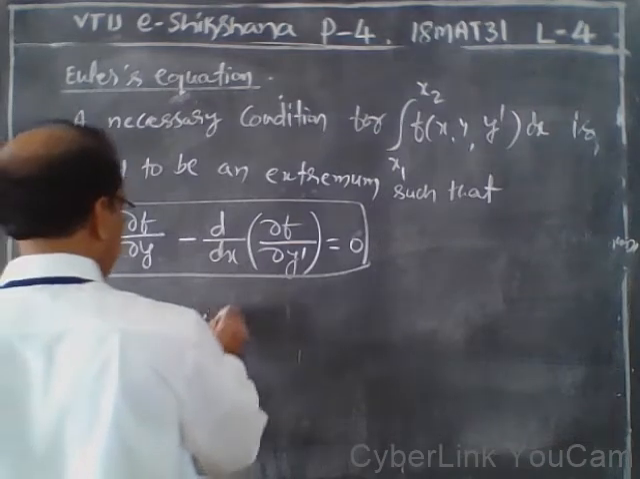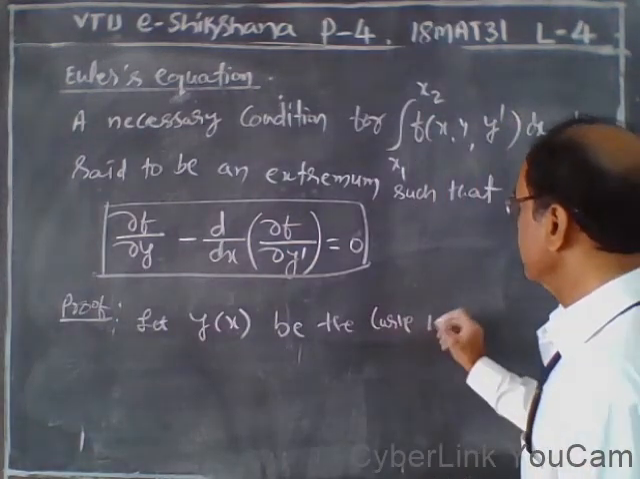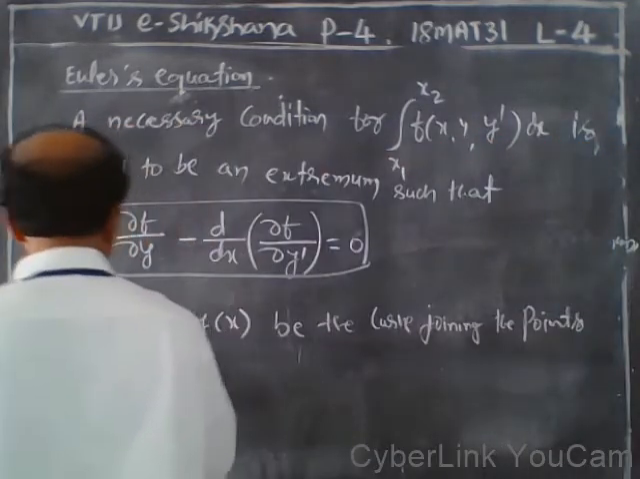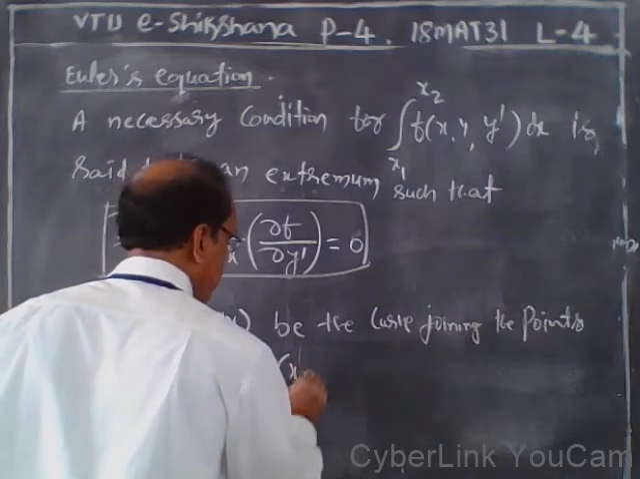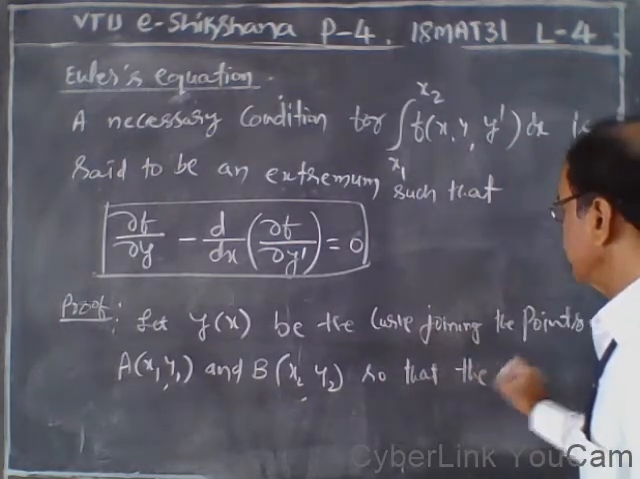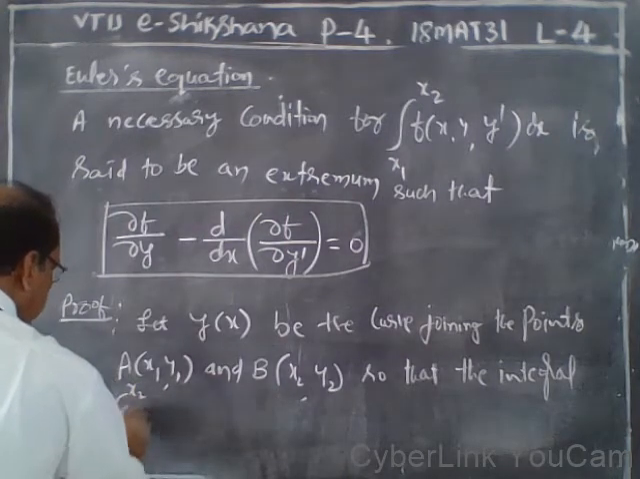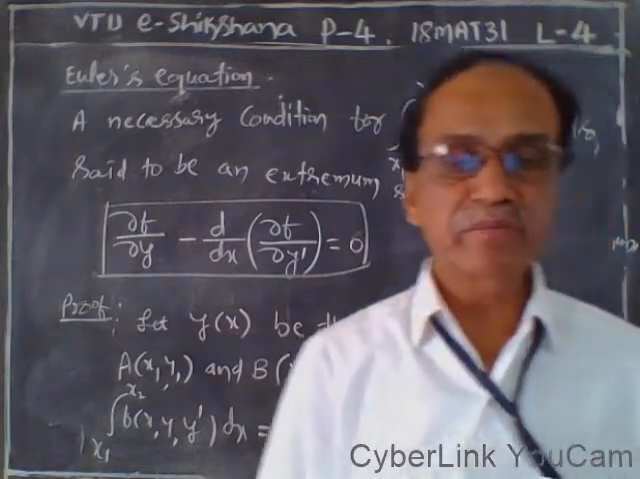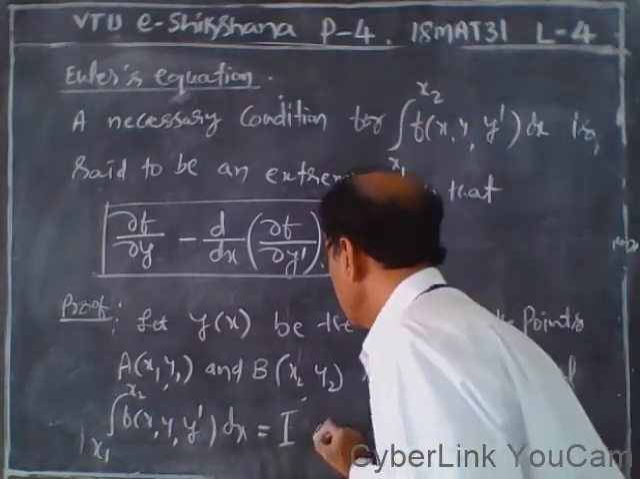Let y is equal to y of x be the curve joining the points, same as we defined in the introduction, A (x1, y1) and B (x2, y2), so that the integral x1 to x2 f of x comma y and y dash dx, I take this symbol as integration symbol, that is I, is an extremum.